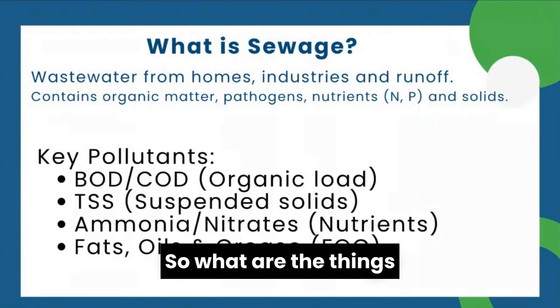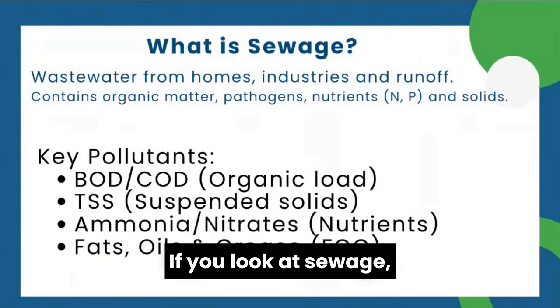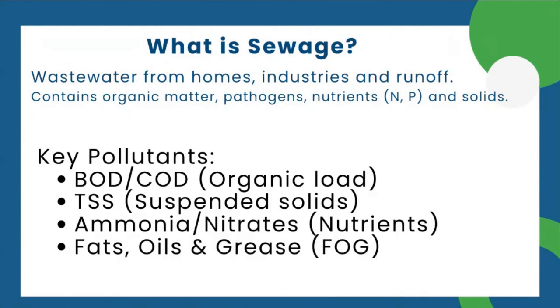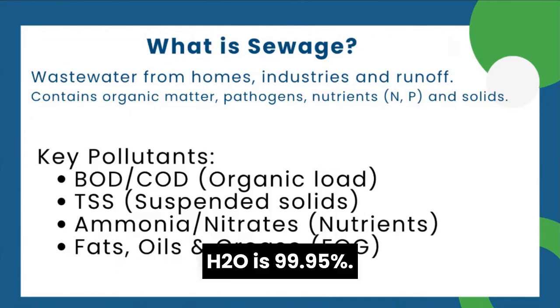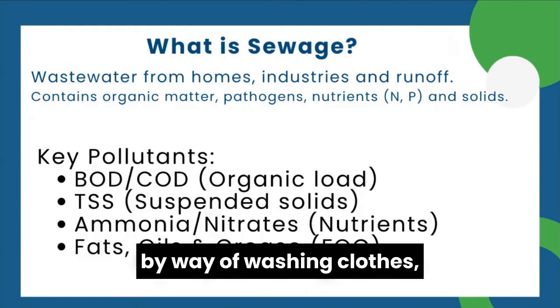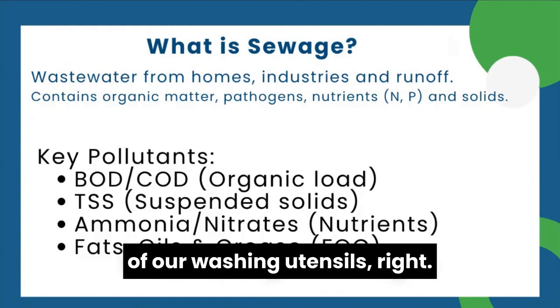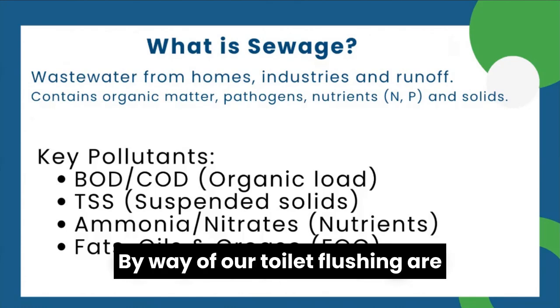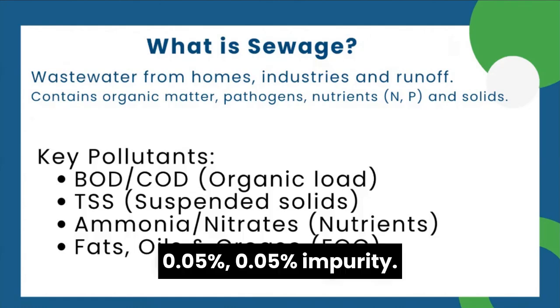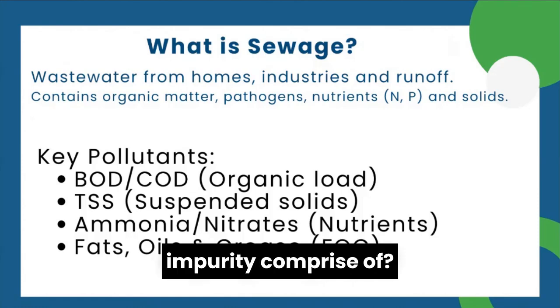So what are the things that are there in sewage? If you look at sewage, by definition, it is 99.95% water. H2O is 99.95%. Whatever impurity has got added by way of washing clothes, by way of our bathing, by way of washing utensils, by way of our toilet flushing, is 0.05%. 0.05% impurity.